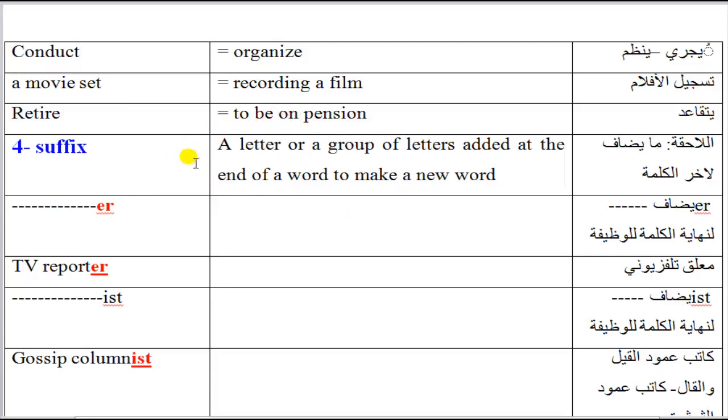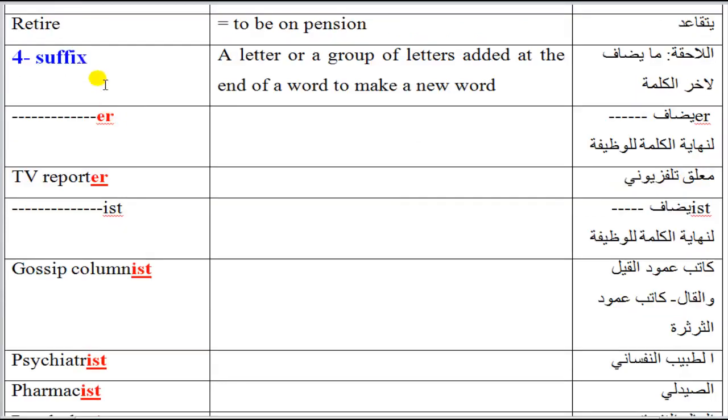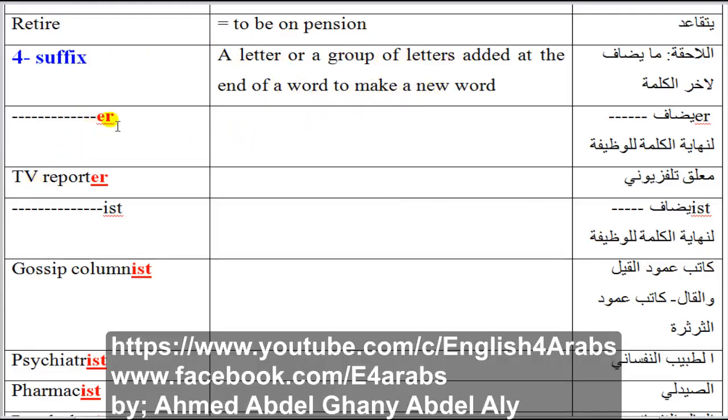Number 4, here we have suffix. What's a suffix? Suffix, a letter or a group of letters added at the end of a word to make new words. So in the suffix here, we add on the word er, ist, in, whatever. Just we add 1 or 2 letters, 3 letters, and we change the word. ER, TV, reporter, report.